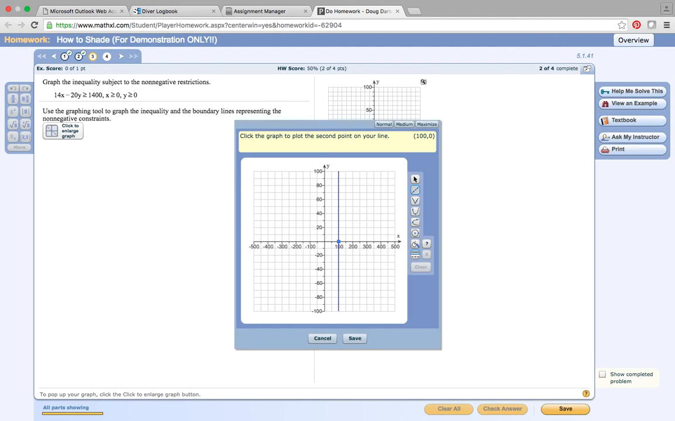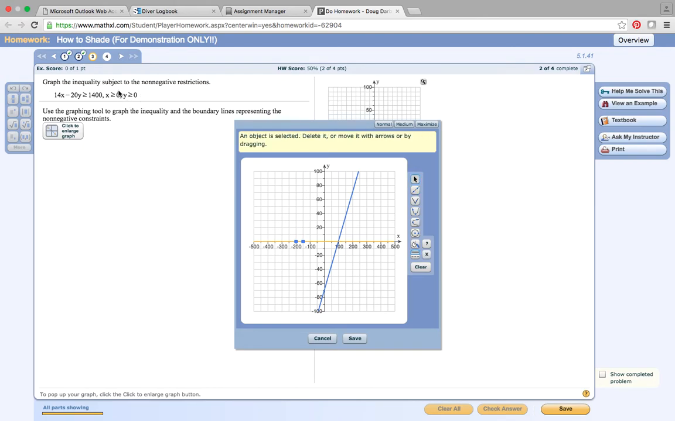Divide both sides by negative 20. I get what? Negative 70. So I'm going to come down to negative 70, and I'm going to make a click. Now, got more stuff going on here. First of all, we've got this x equal to 0 that I've got to come in and do. So I'm going to come on the x-axis, and I'm going to choose 2 points and click it.